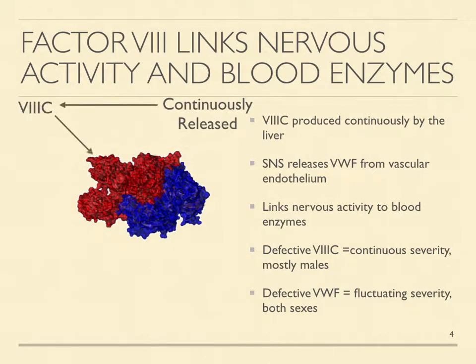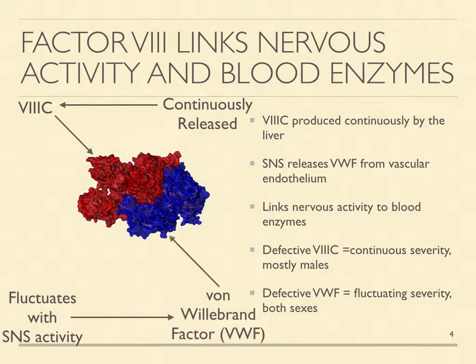It is an extremely unusual chimeric combination of two gigantic molecules that are produced by different tissues at different locations under separate genetic control. These bind together in blood and exert their effects in concert. Factor 8C is an enzyme that is continuously released from the liver. Von Willebrand factor is released by the vascular endothelium in accord with sympathetic nervous system tone and activity, but it has no enzymatic activity of its own.